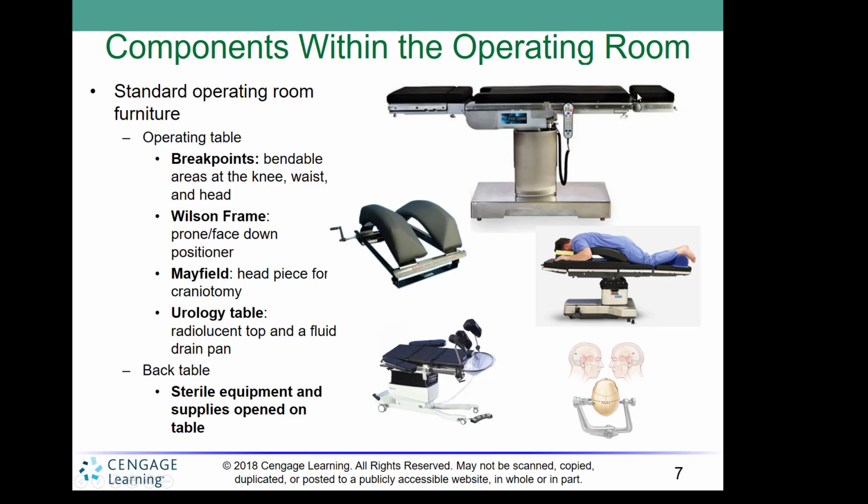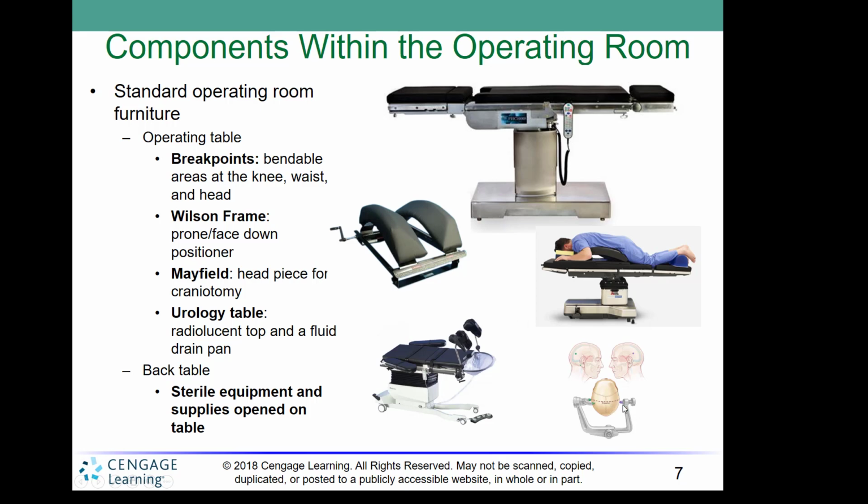Okay. The one at the waist is good for like a nephrectomy if they need to bring this up and flex the patient. This here is a Wilson frame. It's used for the prone position that you see right here. This frame, if you turn the handle, it will bring the bars, the arches, up higher or down lower.